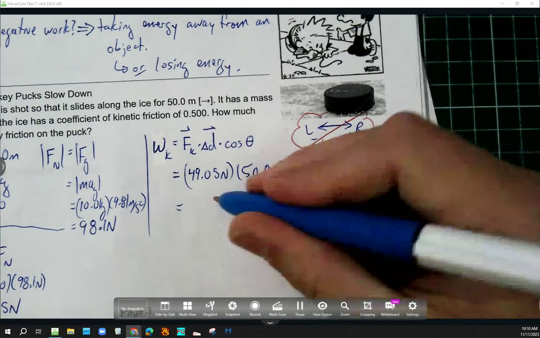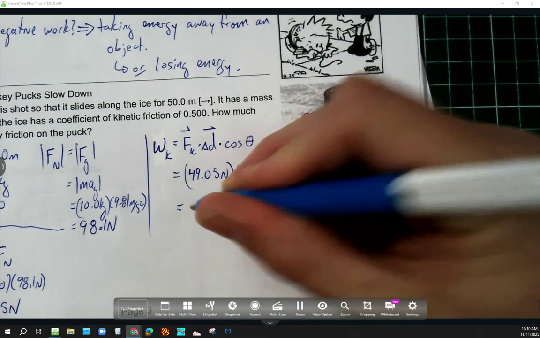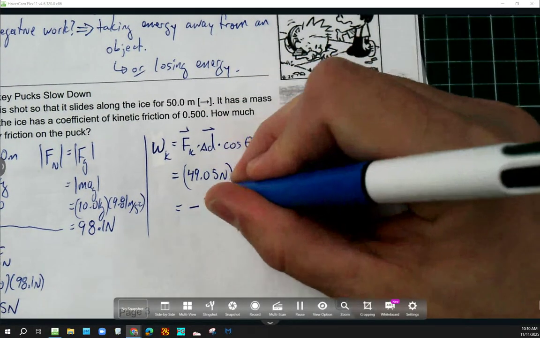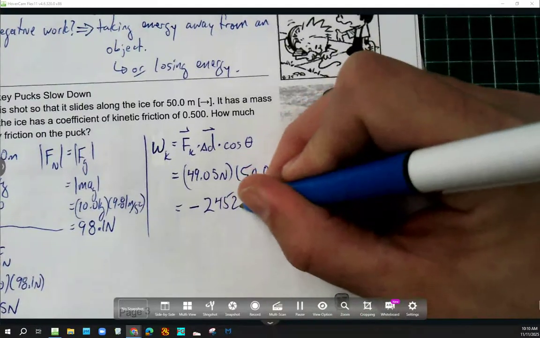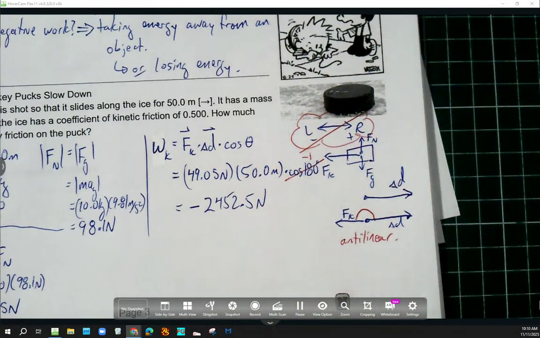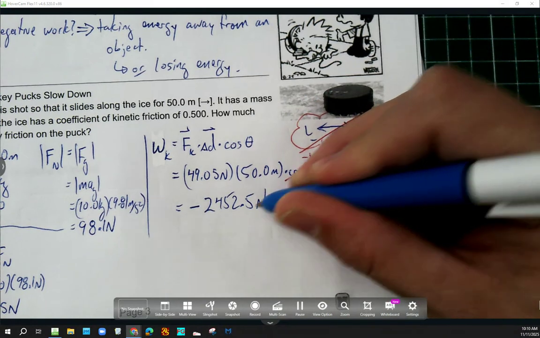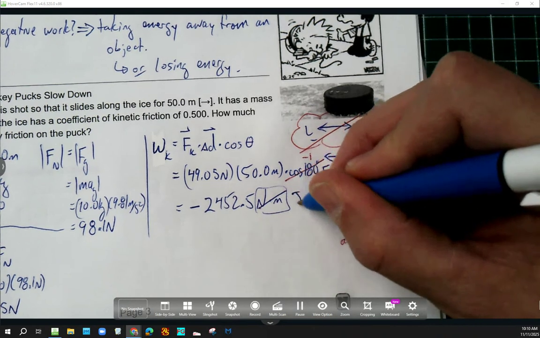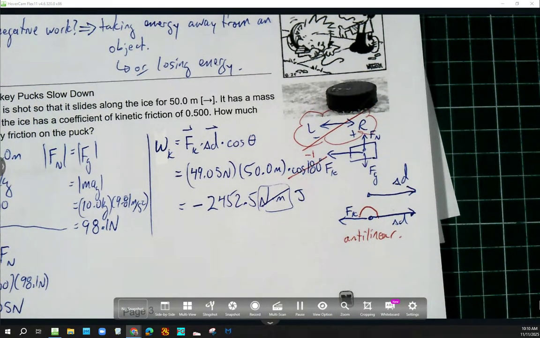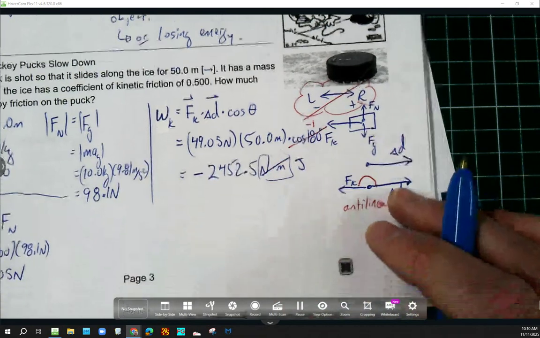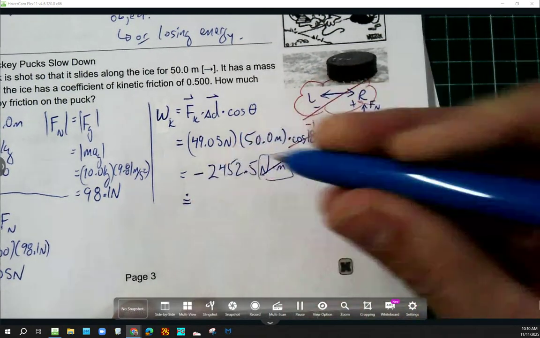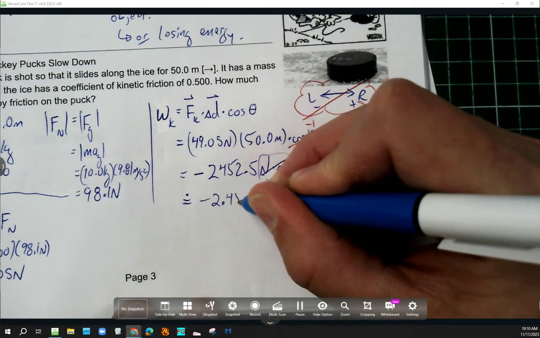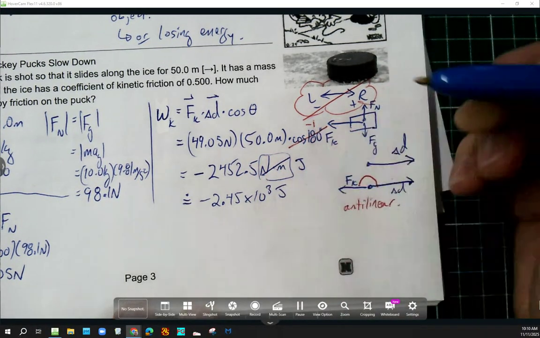All right, so what's the magnitude going to be, though? I know it's going to be negative, but 49.05 times 50. 2,452.5. Nice. And then it's newtons times meters, which we already said is what? Joules, yeah. You can go straight to the joules. You don't have to write the newton meters. And if I was going to round this off to sig figs, I only had 3 sig figs here. So negative 2.45 times 10 to the power of 3 joules.